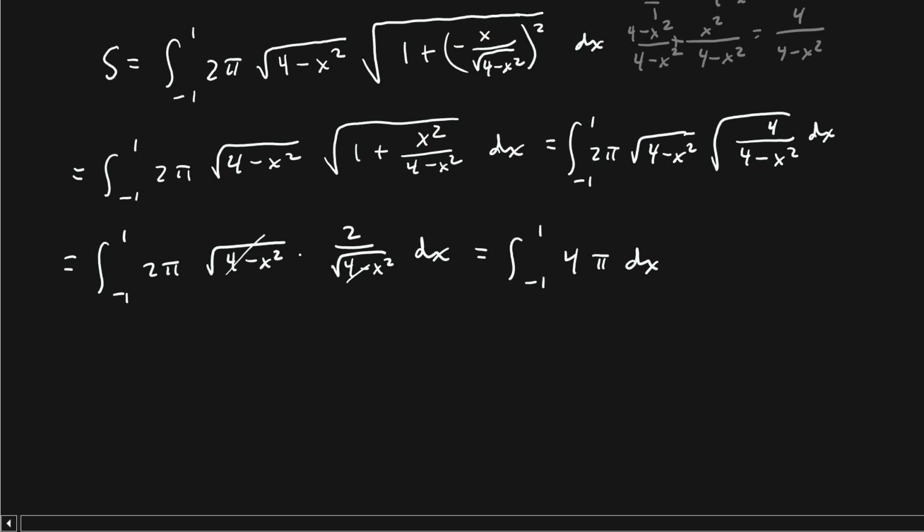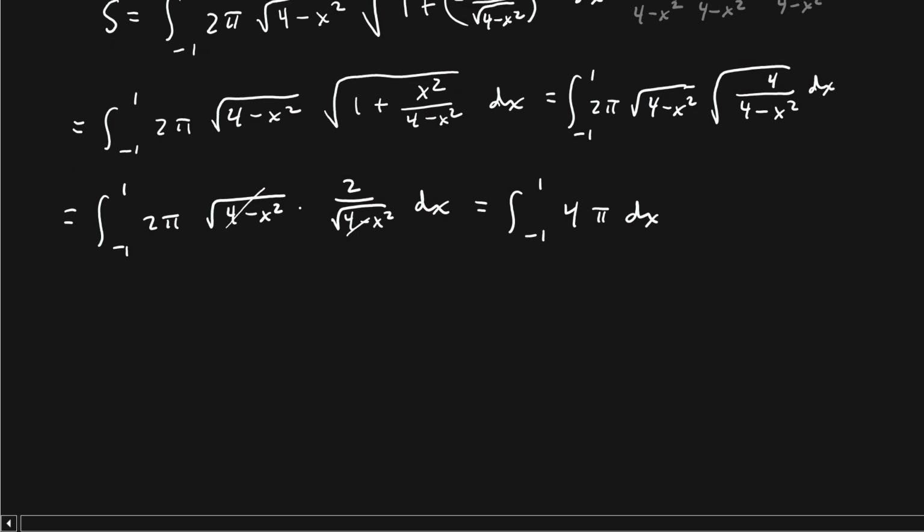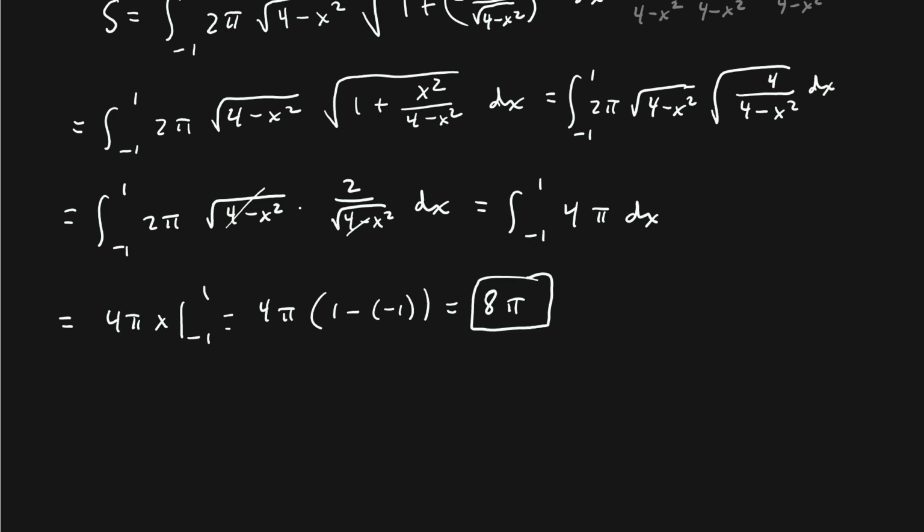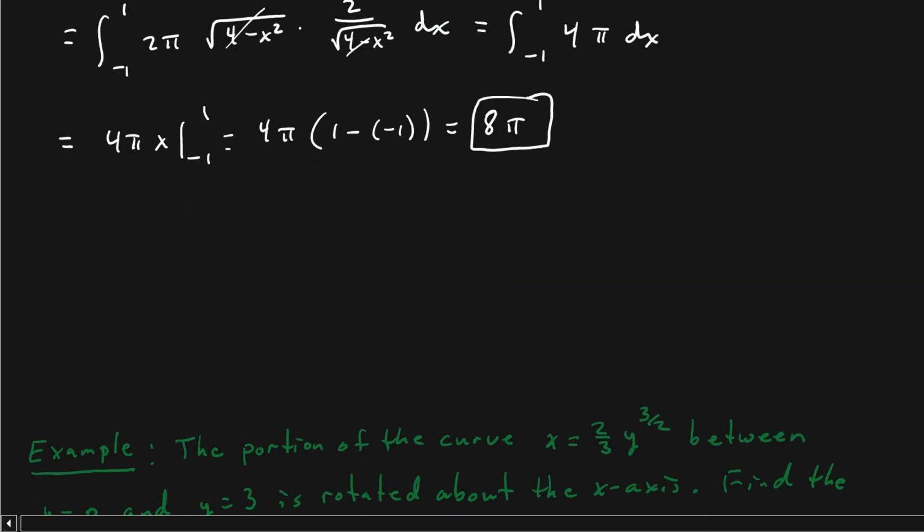See that? Not too bad, is it? Ended up working out pretty good. And so this is going to be 4 pi x from negative 1 to 1. So that's going to be 4 pi times 1 minus negative 1, which is going to give us 8 pi. And that would be your surface area. All right. So some of these can get nasty when you're integrating them, but it's not that bad.